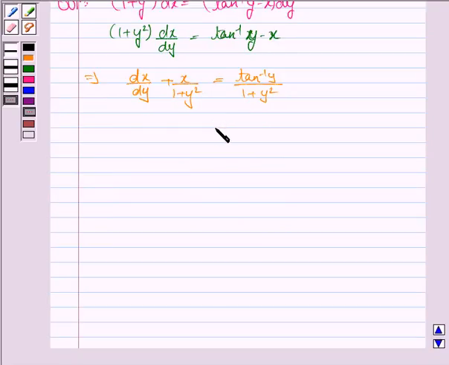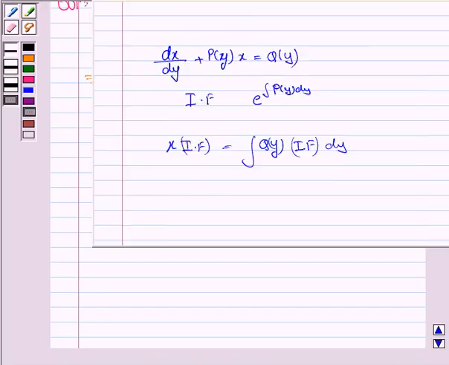So we need to find the integrating factor. It is given by e to the power integral of the coefficient of x here, which is 1/(1 + y²) dy. This is equal to e to the power integral of 1/(1 + y²), which is tan⁻¹y. Since this is a linear differential equation where y is the independent variable and x is the dependent variable, we first obtain the integrating factor, and after obtaining it, we multiply x with the integrating factor and put it equal to the integral of Q(y) into the integrating factor.